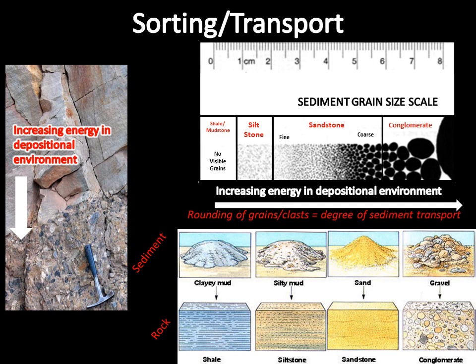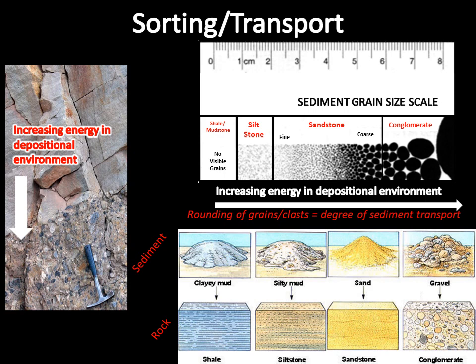In the photo on the left, we can see a rock with large clasts in the bottom and with no clasts on the top. This indicates the energy decrease between deposition of the rock on the bottom and the rock on the top. So if we look at the diagram in the top right, we can see that with increasing energy, we get bigger pieces of material. And as the energy decreases, the material gets smaller and smaller, to the point where visible grains cannot be seen.